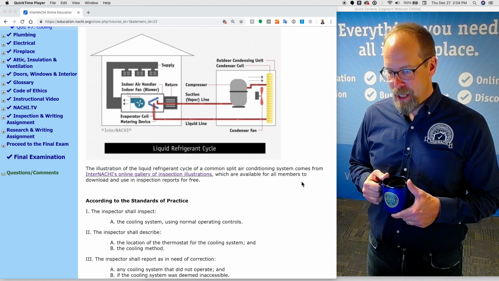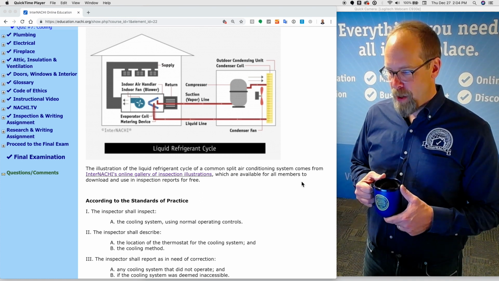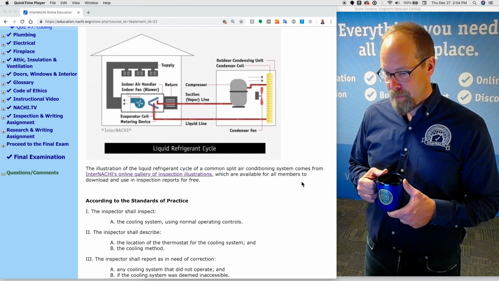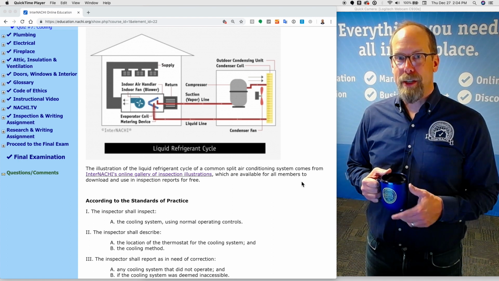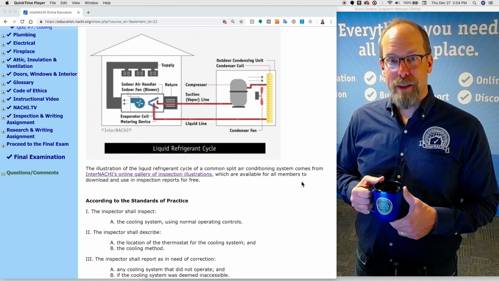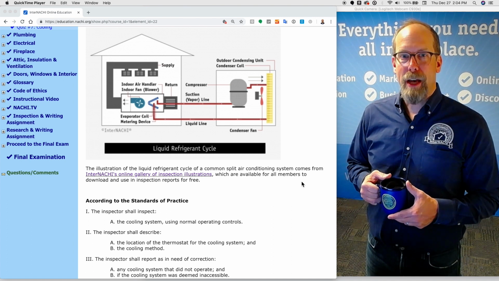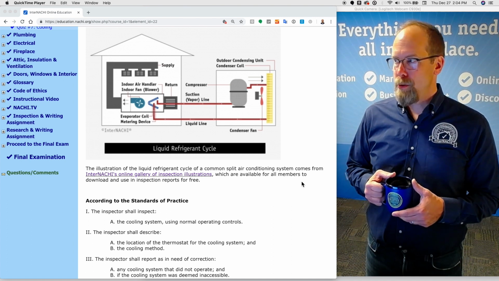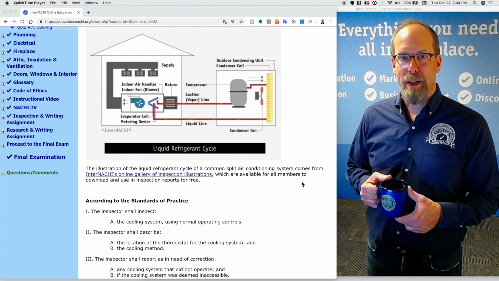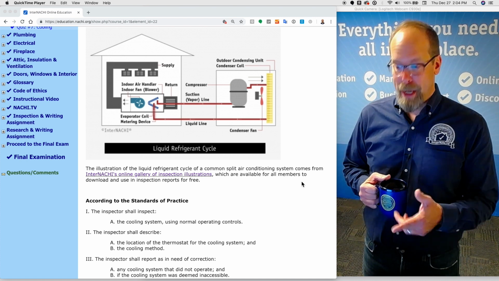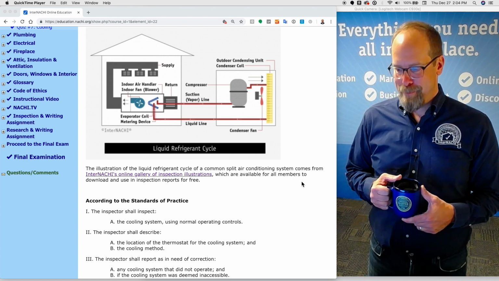Here's an illustration of the liquid refrigerant cycle of a common split air conditioning system, which comes from InterNACHI's online gallery of inspection illustrations. Hundreds of illustrations that members can use to boost their inspection reports and help communicate systems like an air conditioning system.